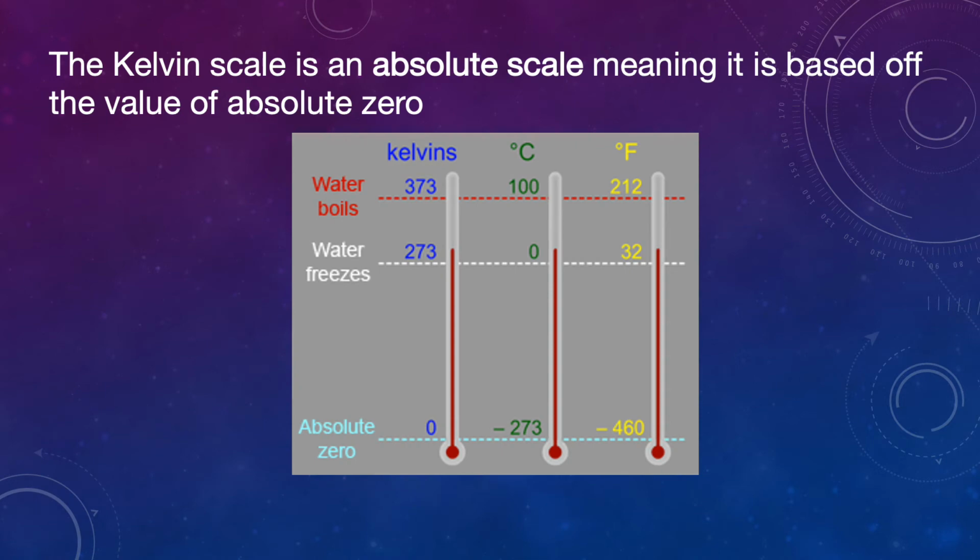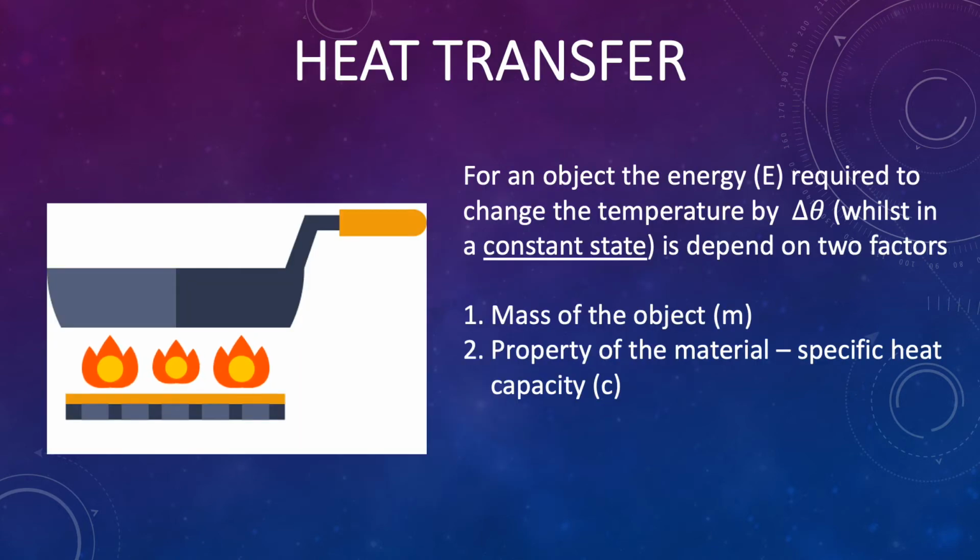The Kelvin scale is an absolute scale, meaning it is based off the value of absolute zero. We can convert any temperature from Celsius to Kelvin by simply adding a constant value of 273. When an object is heated whilst in a constant state, the temperature of the object will increase. This increase depends on the energy being transferred, the mass of the substance being heated, and a property of the material known as the specific heat capacity.